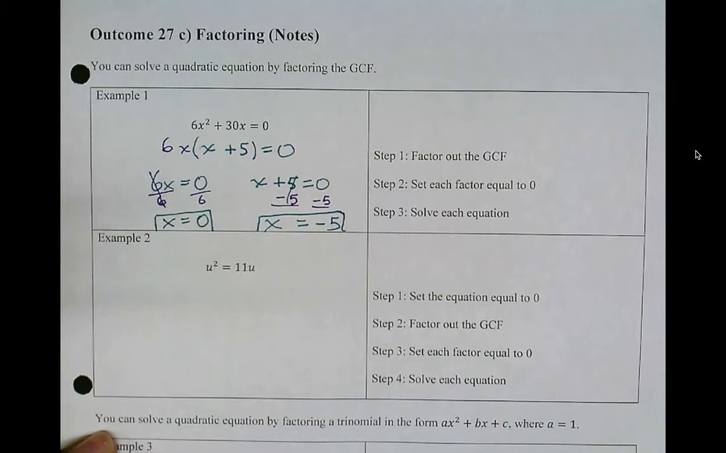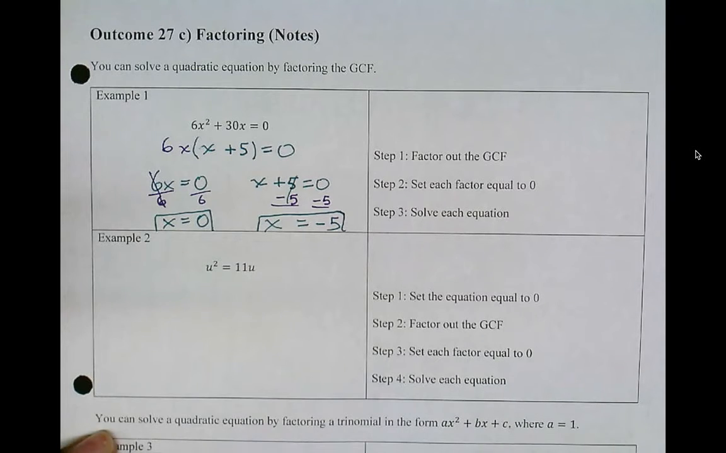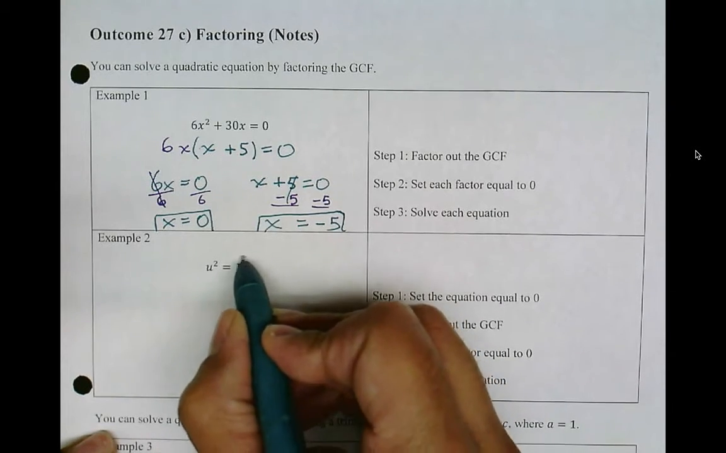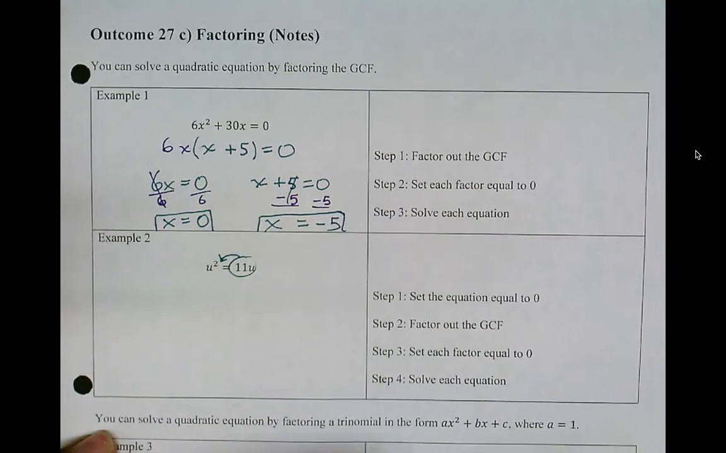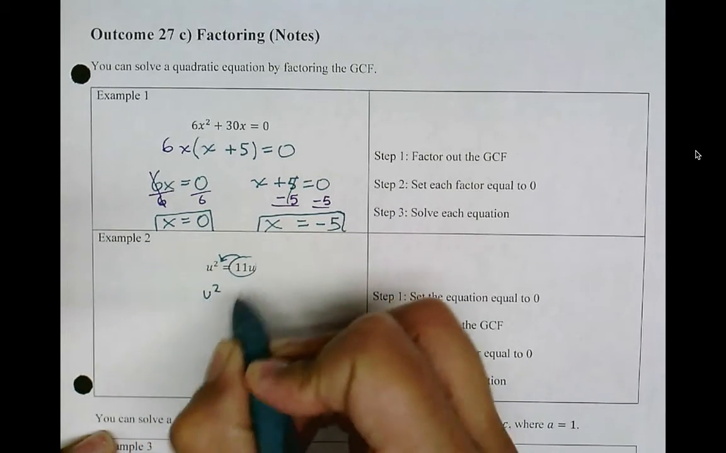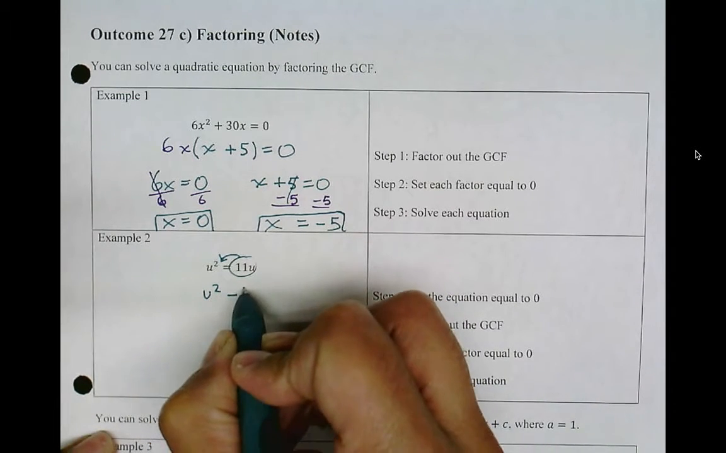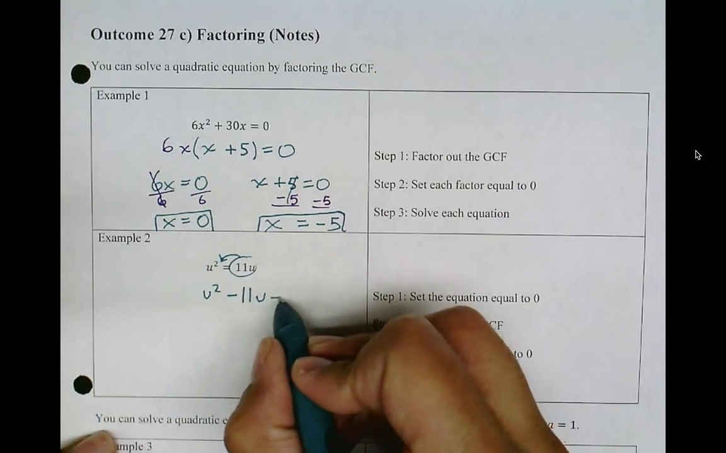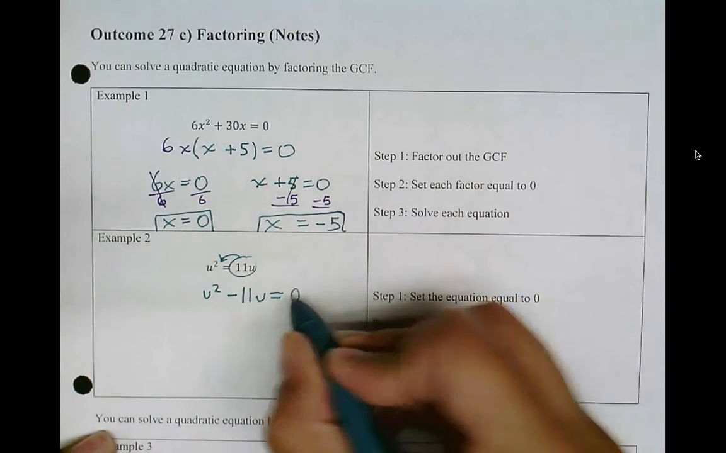Now in example 2, we need to first set the equation equal to 0. That means let's get everything on one side of the equal sign. So you could think of it as subtract 11u from both sides, or remember I showed you, you can just simply think of it as moving this over to the other side. So we keep the u squared right where it is. This 11u, which is currently positive, moves to the left side of the equal sign, making it a negative. So minus 11u here. And let's bring down the equal sign. We left nothing on the right side, meaning 0.